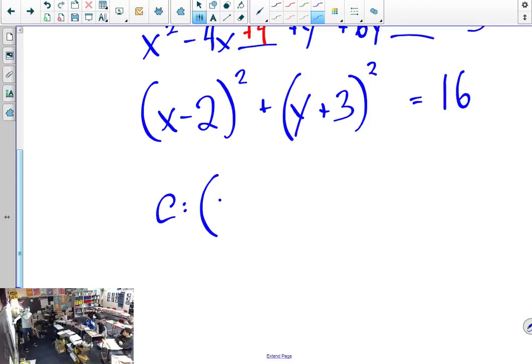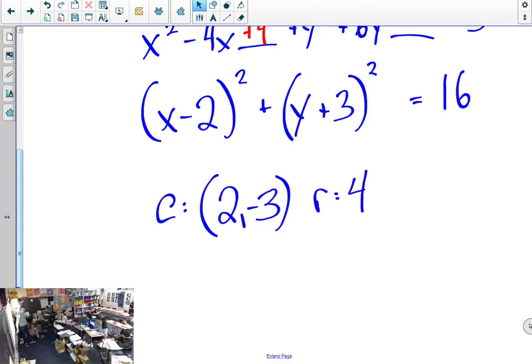Center here. 2, 3. 2, negative 2. Okay, I got these. And the radius equals 4. Yeah, we did it. We solved another problem yet. These are fun, right?